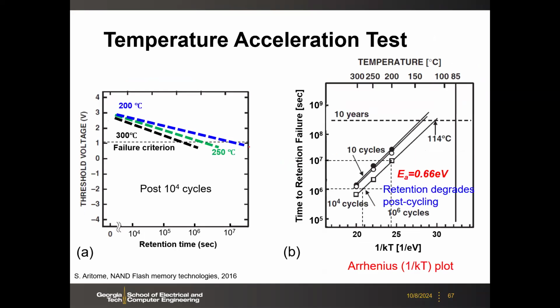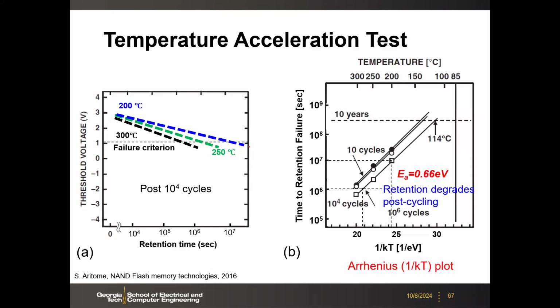So in practice, if you want to evaluate the data retention, you have to do this temperature acceleration test. This also applies to other non-volatile memory. We are going to discuss later, like RRAM, phase change, or whatever. Because at room temperature, this degradation is very slow. You cannot wait for 10 years to evaluate your product. You have to speed up the testing.